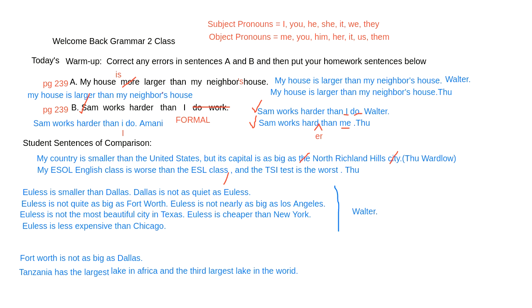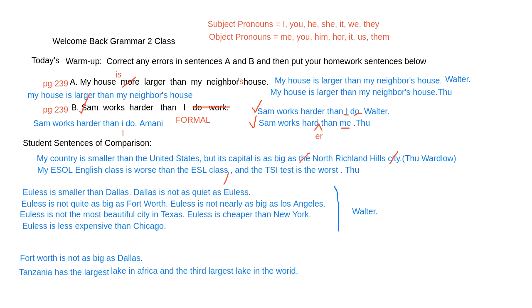Okay, let's go to Walter's sentences. Now, I asked you to compare your hometown. Were you born in Euless? No. Were you born in Dallas? No. We don't have anything about your hometown here. That's okay, though.